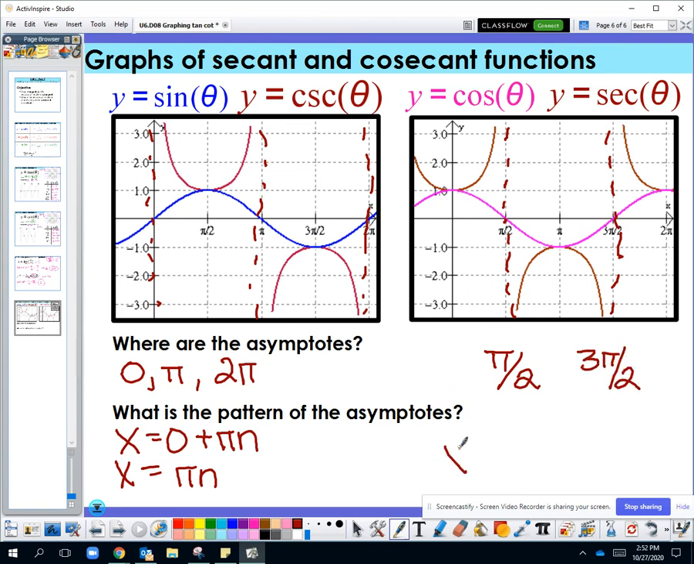So what's the pattern? Well, every asymptote it looks like we're starting at pi over 2 plus the distance these are apart from one another. If I subtract this, it would be 2 pi over 2 or just pi. So asymptotes are just a pi apart. It just depends. Are we starting at 0 or are we starting at pi over 2 for those parent functions?